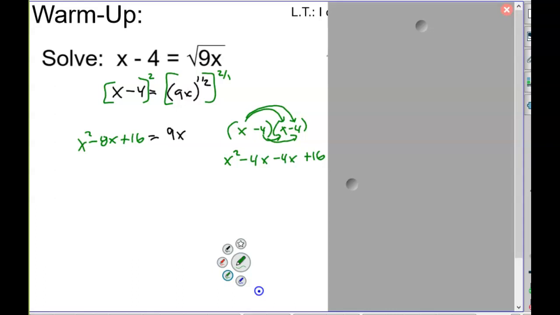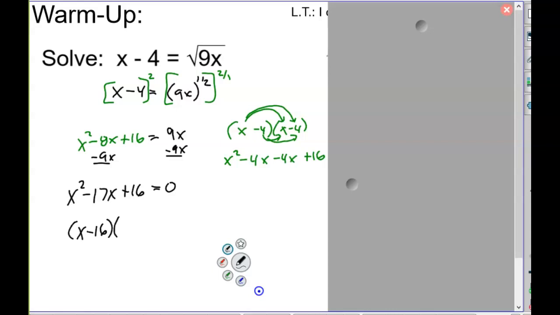Alright, so then the next step is to move everything over to one side. I like the fact that the x squared is positive, so I'm going to bring that 9x over to the other side. And now I'm looking for factors. I have to factor that if possible. I don't think we've done one yet where it hasn't been factorable. But if this cannot be factored, you can still solve it using the quadratic formula. So I do want you to keep that in mind.